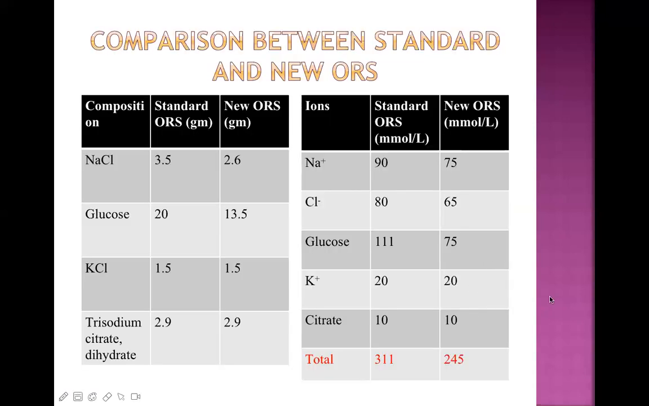That is the explanation. And the same table I have repeated here again so that you can quickly glance through the table. Look here, the amount of sodium in the standard ORS is 90 millimole per liter, whereas in the new or modified ORS it is 75. Because of the high chances of hypernatremia, the level of sodium is decreased here.